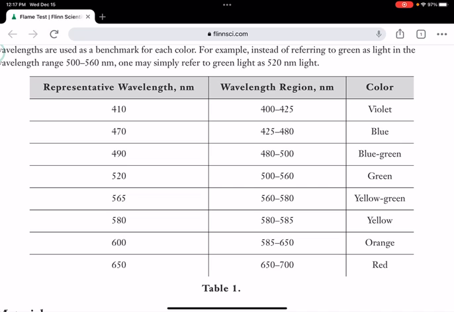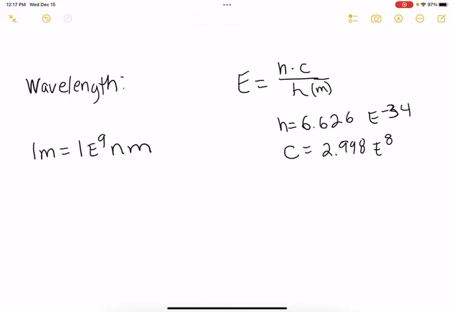So for example, if we look at green's wavelength, it's 560. The representative wavelength that you're using is 520. So for your wavelength, you are going to choose 520 nanometers, okay? So that 520 nanometers is the wavelength that you're going to turn into meters. So nanometers needs to be turned into meters.